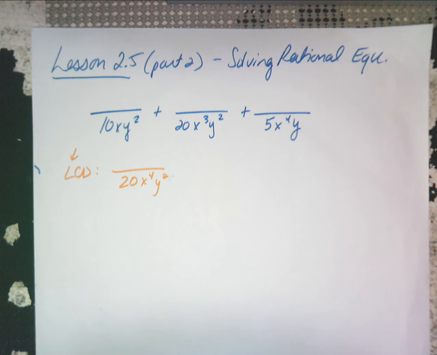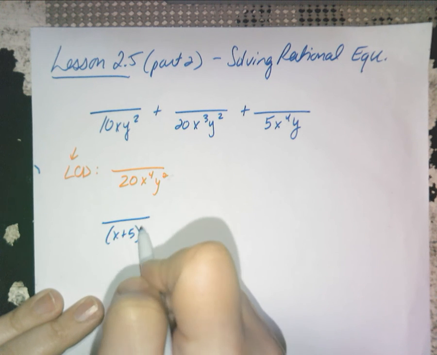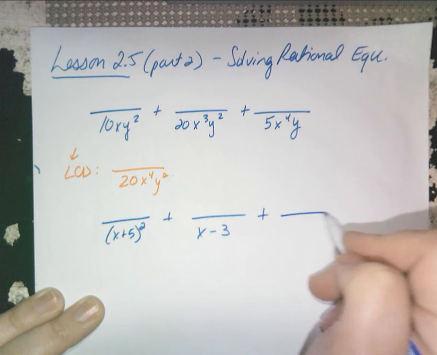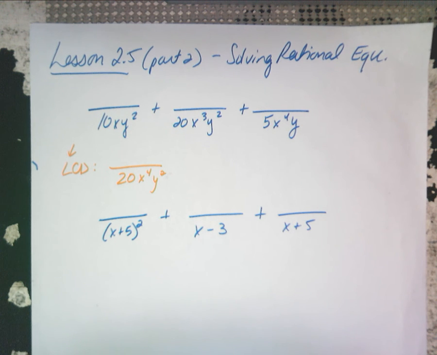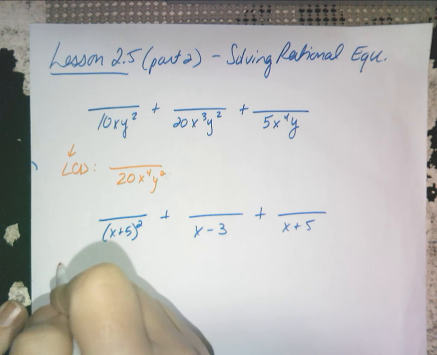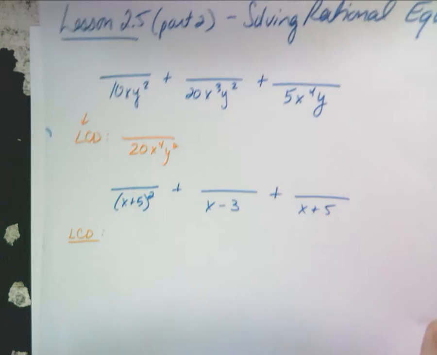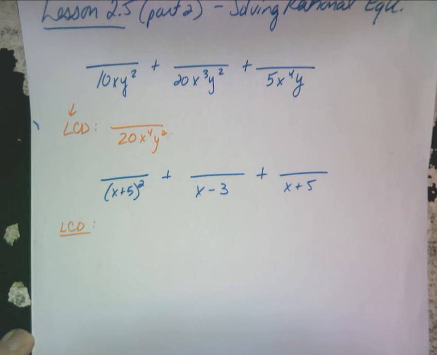All right, let me do another one real quick. If I gave you this, x plus 5 quantity squared, and I was adding x minus 3 and I was adding an x plus 5, like that. Do you know what my common denominator is here? What's my LCD here? Go ahead, Liam. X plus 5 squared times x minus 3 times x plus 5. No, which is a very common mistake that everybody makes.